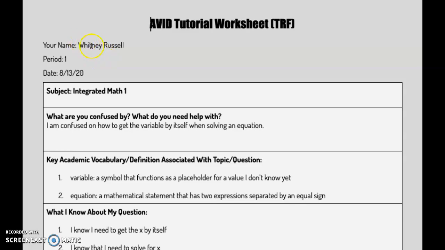So I started with my name, Whitney Russell. I put period 1 and I put the date. Under subject, I was very specific. I put integrated math 1. So please don't just write math. Give me the exact subject that you are in because this will help determine which group I place you into. So don't just put history. Don't just put English. Tell me exactly which class you are in, whether you're a freshman or a sophomore. Okay, so you'd say ninth grade English.